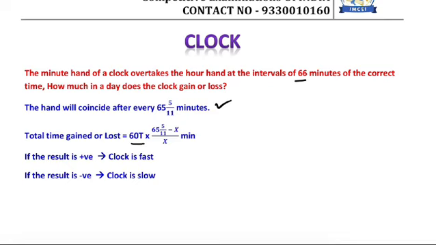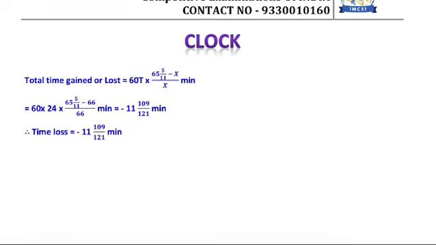The formula is 60 into t, where t is the total time, that is in here it is asked in a day. So value of t will be 24, and 65 5 by 11 minus x. X is the incorrect coincide time, which is already given, x equals to 66. If I put the value, I get my final answer, which is 11 109 by 121 minutes.